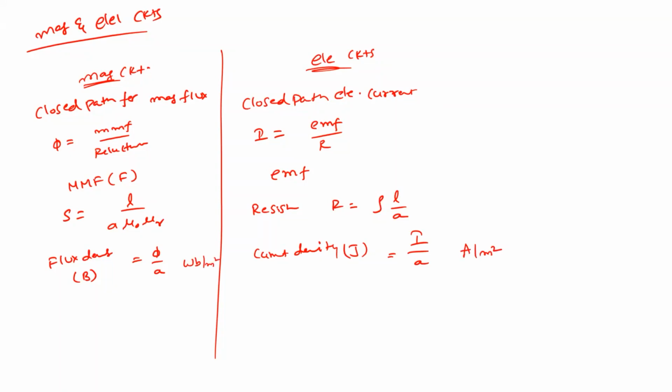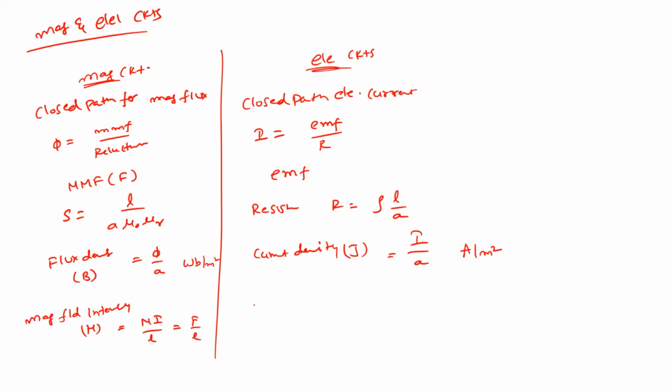So this is Weber per meter square. Then we have this magnetic field intensity, which is denoted with H. That is Ni by L, that is F by L. So what do you have here?